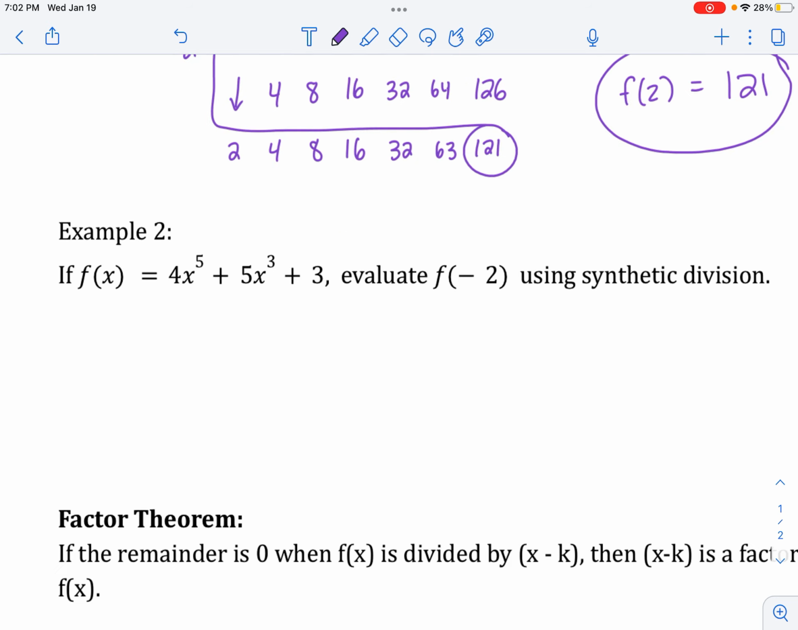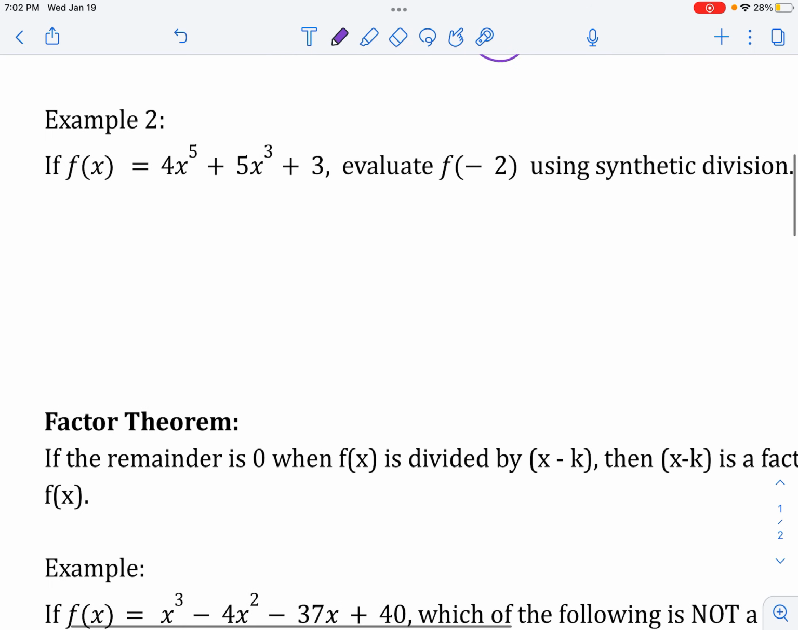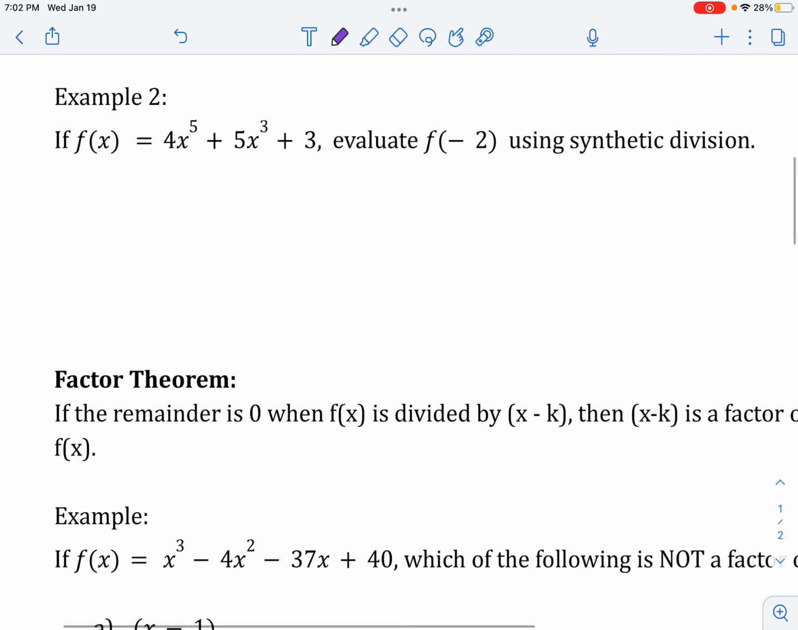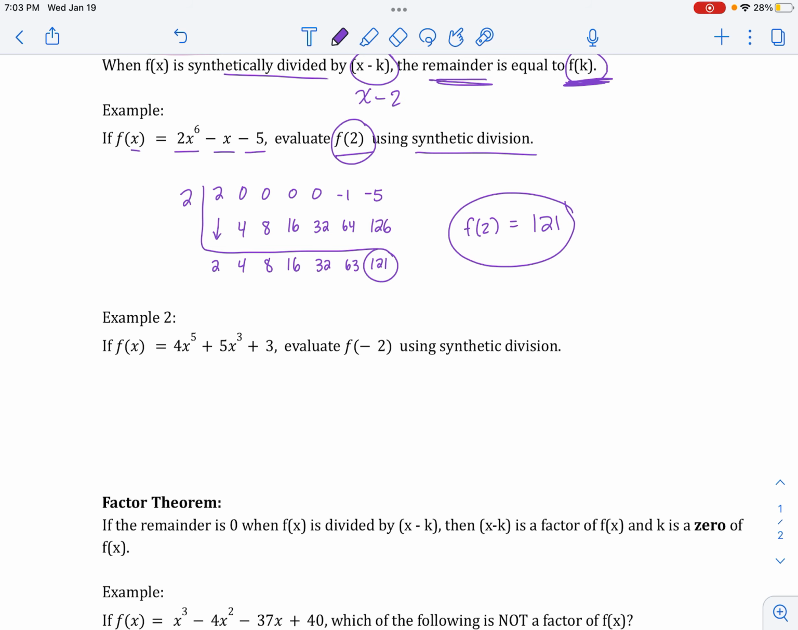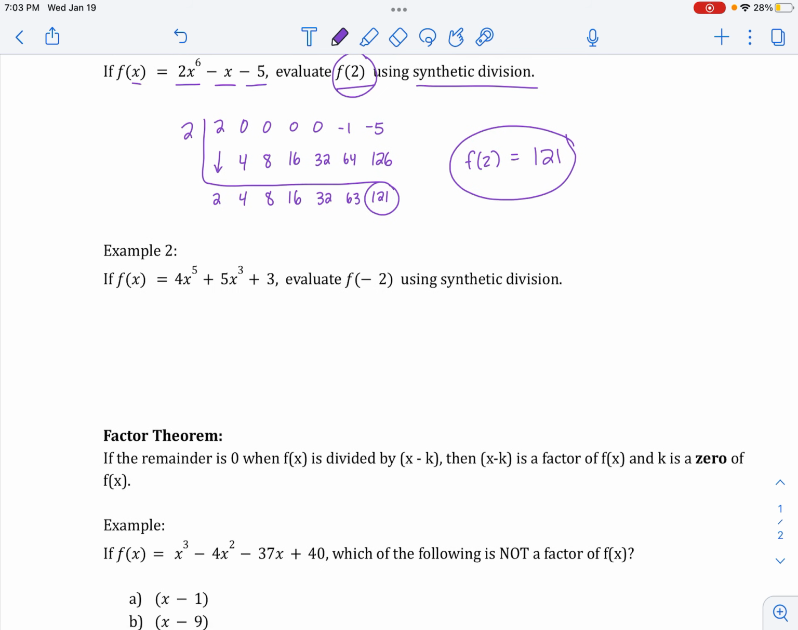Now let's try number 2. Okay, now what I want you to do is pause this video, go ahead and try this on your own, and then I will leave the answer in the key for you. Okay, so try this on your own. It looks exactly the same as that top example, and then see if you can get that answer correct. Okay, same ideas are in the Delta Math as well.